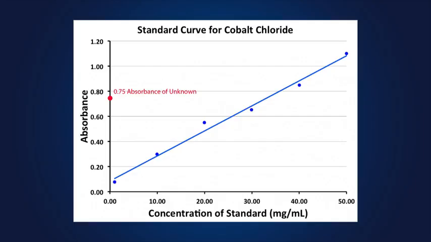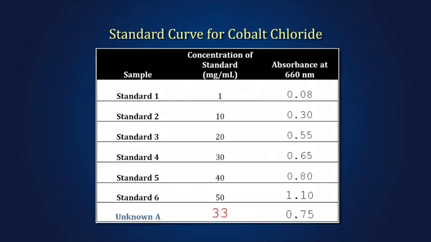Refer to your standard curve and find this absorbance value on the Y-axis. Draw a horizontal line from this point to intersect the straight line that is your standard curve. Now draw a vertical line from this intersection down from the standard curve to intersect with the X-axis. This point on the horizontal x-axis is the concentration of the unknown solution. For unknown A, the concentration is 33 milligrams per milliliter. We can now enter the concentration of the unknown solution in our data table.